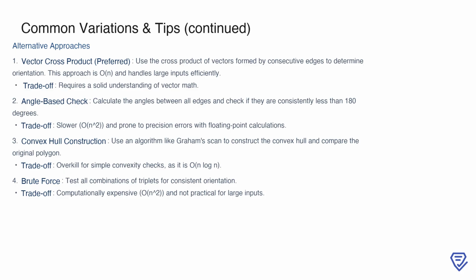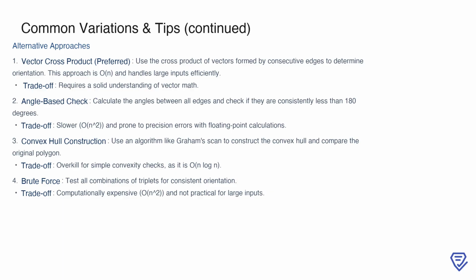To wrap up, let's explore some alternative approaches to solving this problem. The preferred method is using the vector cross-product. By calculating the cross-product of vectors formed by consecutive edges, you can efficiently determine orientation in O(n) time, making it ideal for handling large inputs. However, this approach requires a solid grasp of vector math.